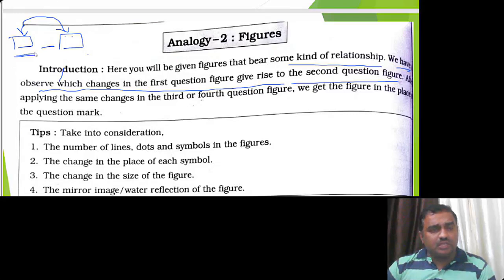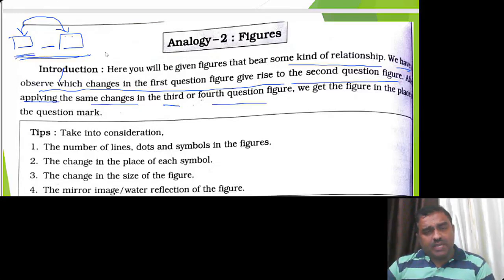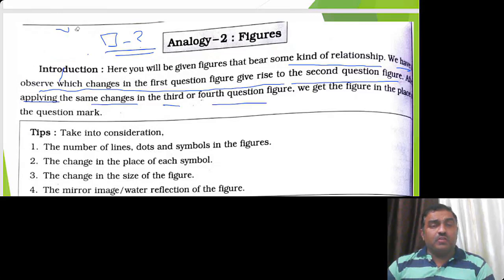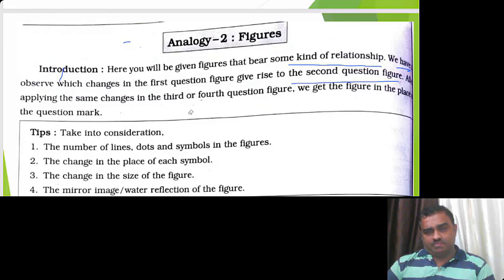Definitely, when we solve the example, you will have a good idea. After applying the same changes in the third and fourth figure. Yes, once you get the relationship, how the first figure changes to the second figure, the same criteria you have to apply between the third and the fourth figure, and you have to find out the correct figure. Okay, for this you will have to consider some points. Which are those points that will be useful while establishing or defining a relationship? So here are some points.